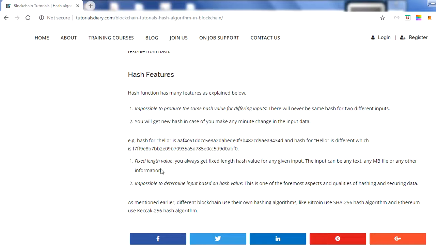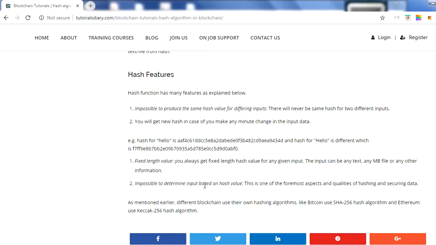And then the fixed length value, as I mentioned before: hash will always generate a fixed length value, irrespective of what the input is, whether it's a simple text format or a zip file or a PDF, it will always generate a fixed length value. Okay, and another one: it is impossible to determine the input based on the hash value. So if you give this hash to anyone and tell them, okay, give me the input value for this hash, it becomes impossible to get the input value. Okay, so now this is the hash.